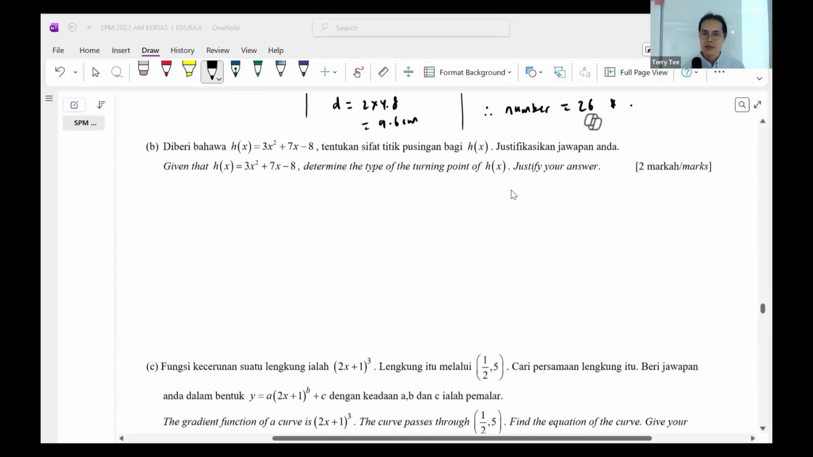Let's move on to the next one. Okay, next one is slightly easier. This one involves differentiation. They asked to determine the type of turning point, justifying your answer.